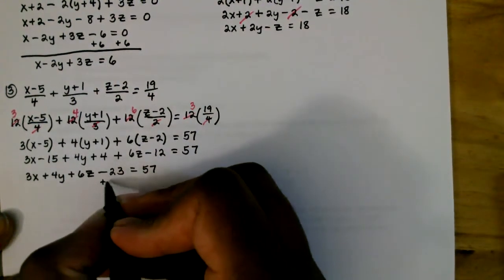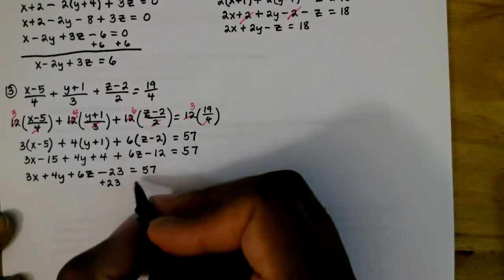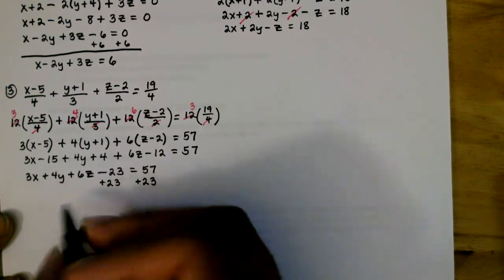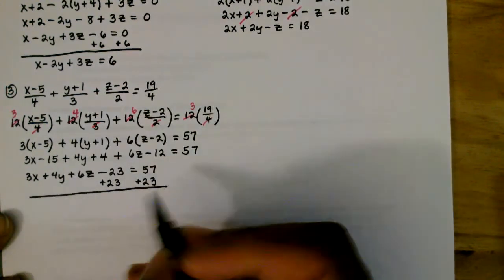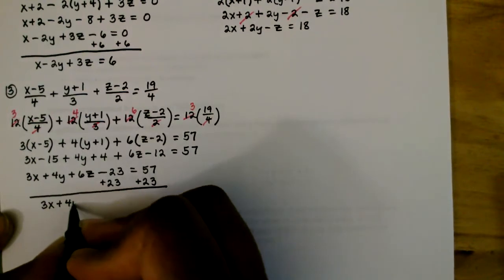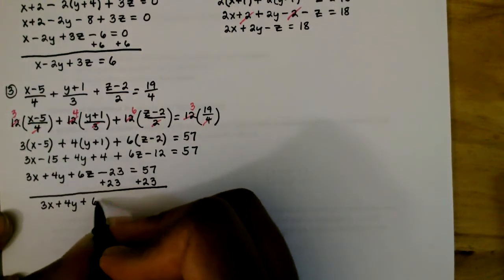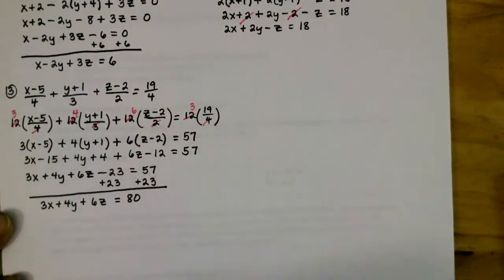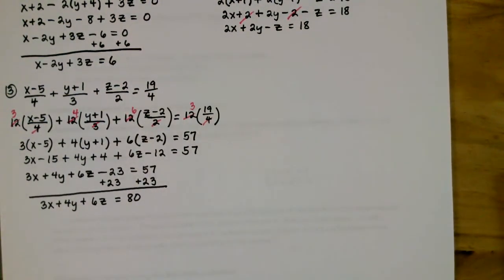And then I'll add 23 on both sides because I only want the x, y, and z on one side and the constant terms on the other side. So here I'm going to have 3x plus 4y plus 6z is equal to 80. Okay, so these are my 3 simplified equations.